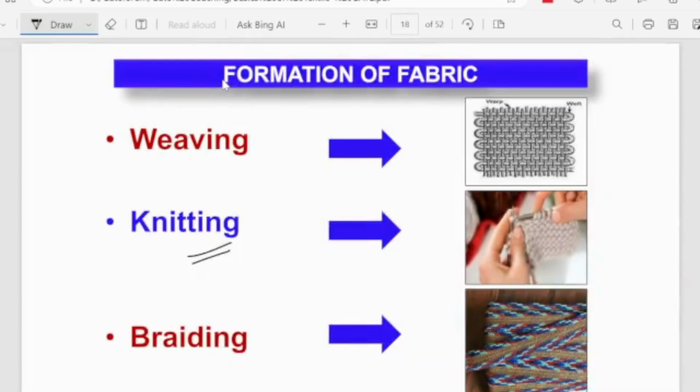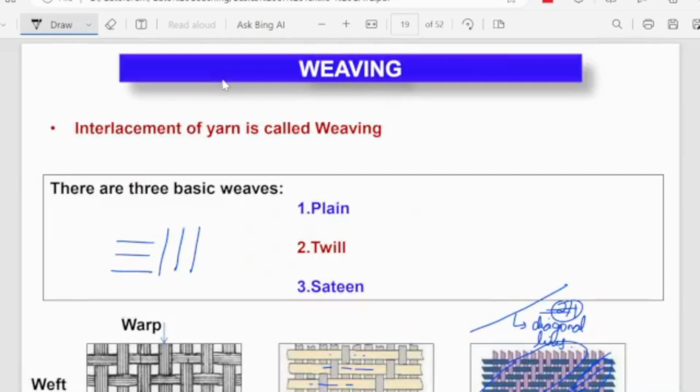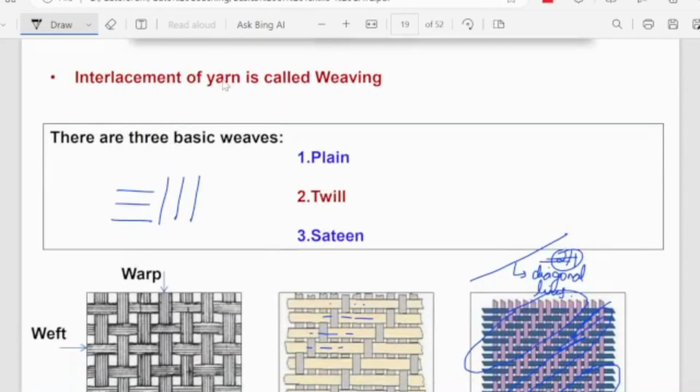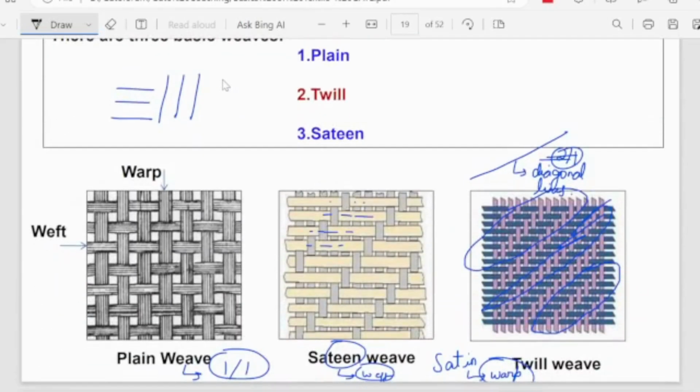So this fabric manufacturing process basically involves weaving, knitting, and braiding. Weaving basically means the formation of warp and weft for the woven structures. These are the main types: plain weave, twill weave, and satin weaves. Twill weave is a form of diagonal weave. Here the diagonal lines can be seen on the twill weaves, whereas for sateen these are for weft yarns.